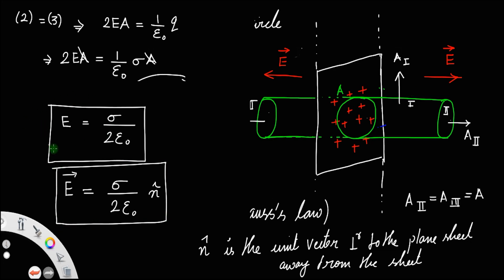Clearly, if you analyze this equation, you will never find a distance term in it. That means the electric field at this point, let's say there is a point P in here, and a point P dash in here, remains the same at both points because it is independent of the distance from the sheet. It only depends upon the surface charge density.